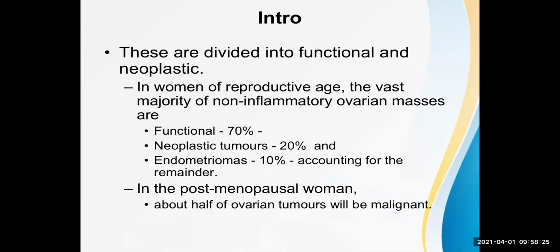Let me introduce this topic first. Ovarian masses are the better term than ovarian tumor here. These are roughly divided into two types: functional ovarian masses and neoplastic ovarian masses. Now, neoplastic ovarian masses are called ovarian tumor, but all ovarian masses are not ovarian tumor.